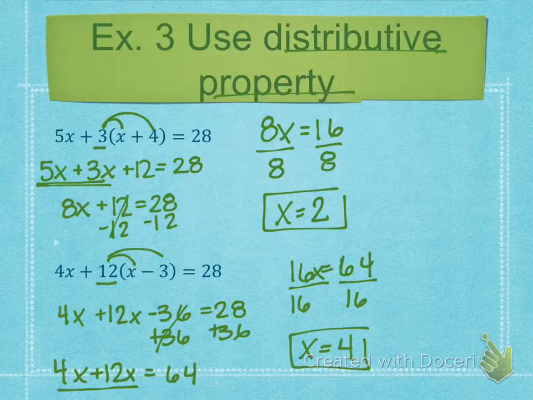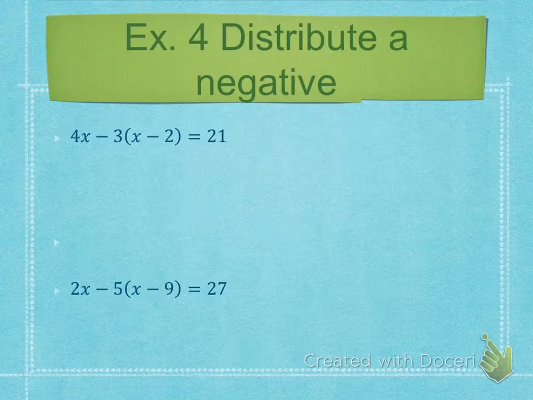Okay, the next example that we have is we want to distribute a negative. This is important. This is very, very important. So what I've got is 4x minus 3 times the quantity x minus 2 equals 21. Autumn, what am I going to distribute in this problem? The negative 3. Did everybody hear what she said? She called it a negative 3, which is exactly right.